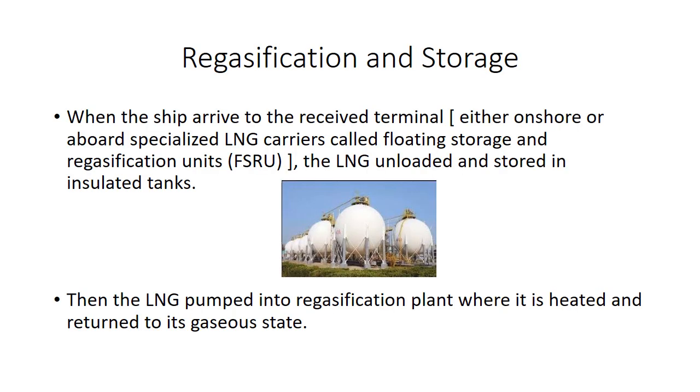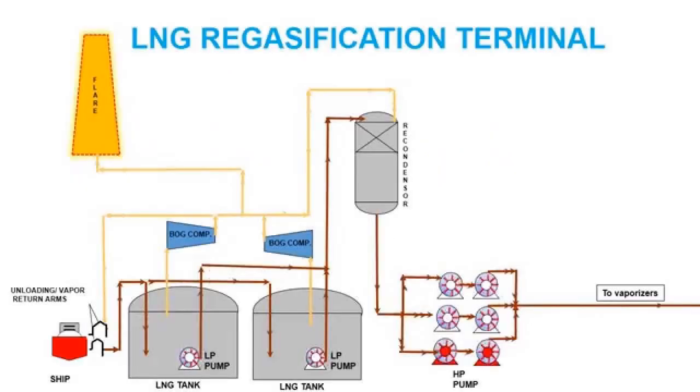Now we will talk about the fourth part, the regasification and storage. In regasification and storage, when the ship arrives at the receiving terminal, the LNG is unloaded and stored in insulated tanks. After that, the LNG is pumped into the regasification plant, where it is heated and returned to the gas state. This figure shows the LNG regasification terminal, which starts from the ship and ends at the vaporizer.